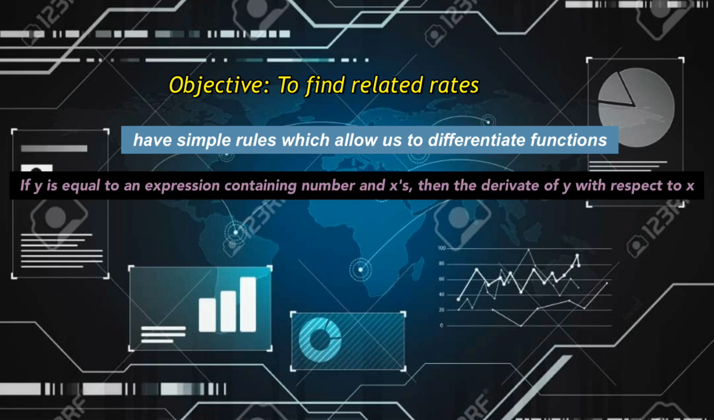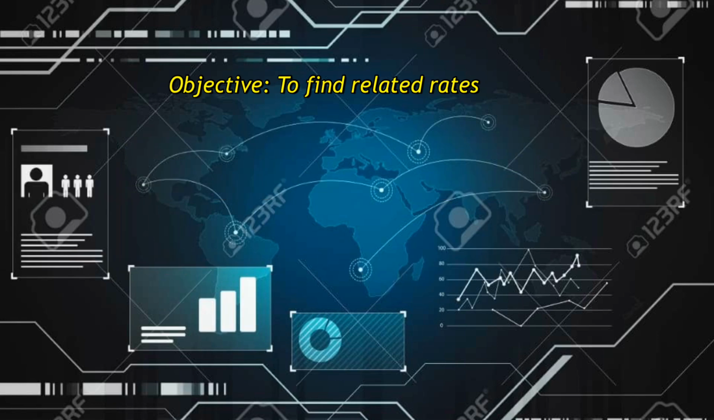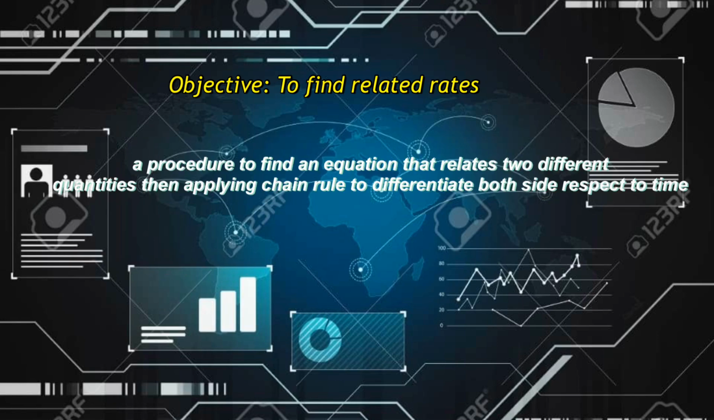If y is equal to an expression containing numbers and x, then the derivative of y with respect to x is written dy per dx. The objective is to find related rates. So what is related rates? Related rates is a procedure to find an equation that relates two different quantities, then apply the chain rule to differentiate both sides with respect to time.